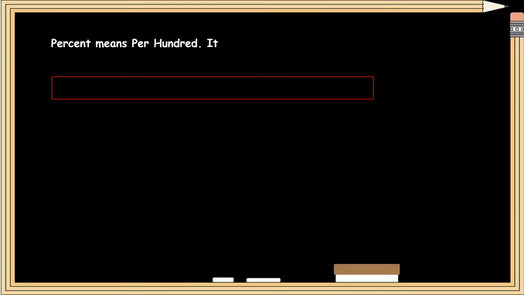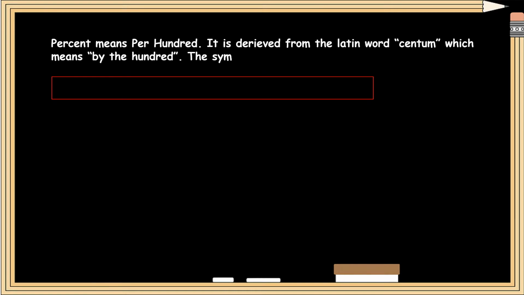Today we are going to be discussing percentage, and that's our today's topic. Percent means per hundred. It is derived from the Latin word centum, which means by the hundred. The symbol used for percent is this red highlighted symbol.